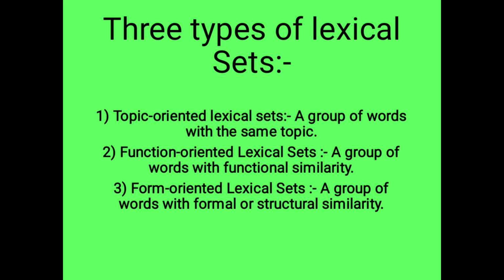So, these words can be grouped as the lexical set round shaped objects. For example, the shape of a ring is round, the shape of a ball is round, a wheel is round. That's why these are also under the head word form oriented lexical sets.